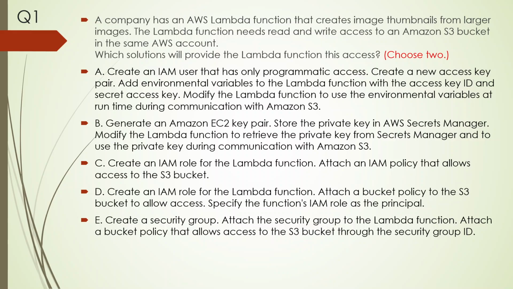Letter A, create an IAM user that has only programmatic access. Create a new access key pair, add environment variables to the Lambda function with the access key ID and secret access key. Modify the Lambda function to use the environment variables at runtime during communication with Amazon S3.